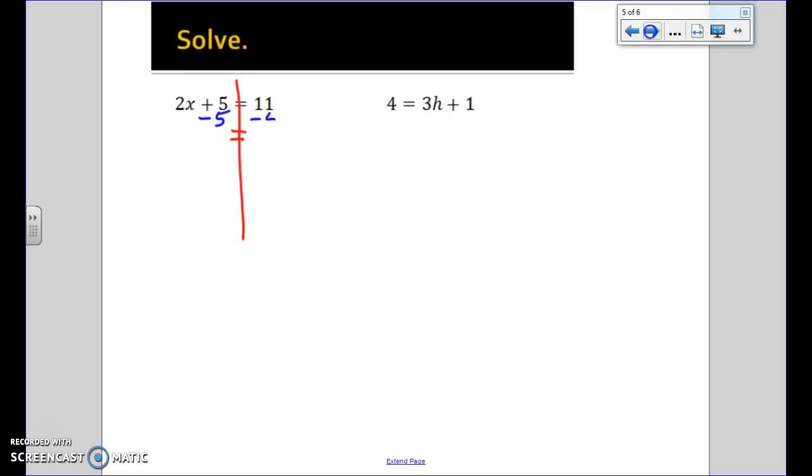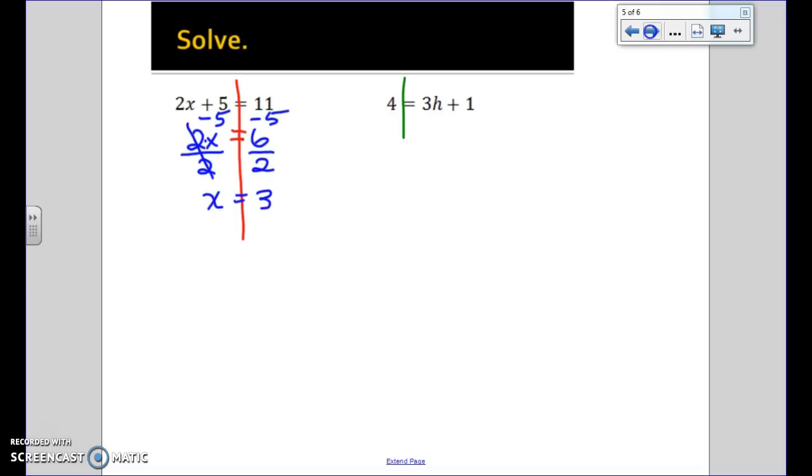In this case, we're going to use inverse operations and say that 2x equals 6. And if this is being held together with multiplication, the next thing I would like to do is the inverse of multiplication, which is division. x must equal 3. All right.